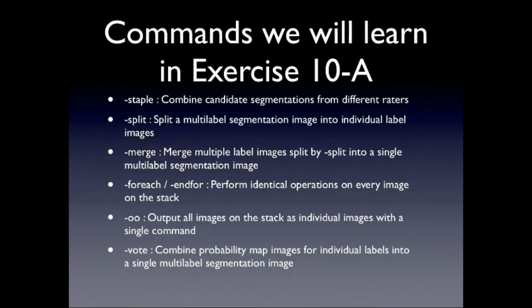And then we have vote, which is useful when some automatic segmentation algorithms give you probability maps of different labels, and then you want to combine them into a multi-label segmentation. You can do that with vote.